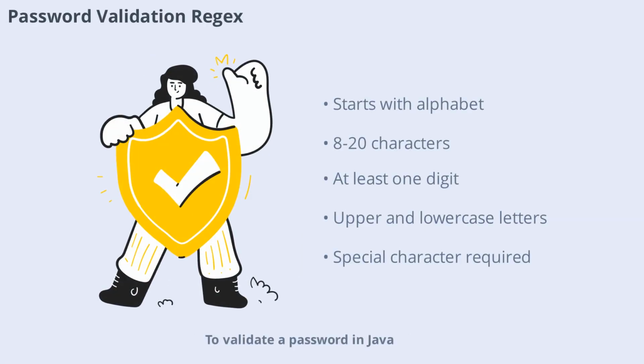To validate a password in Java, you can use a regular expression that enforces specific rules. For example, a password must start with an alphabet, contain alphanumeric characters, and be 8 to 20 characters long. The regex checks for at least one digit, one lowercase letter, one uppercase letter, one special character, and no whitespace. This ensures strong, secure passwords for your applications.